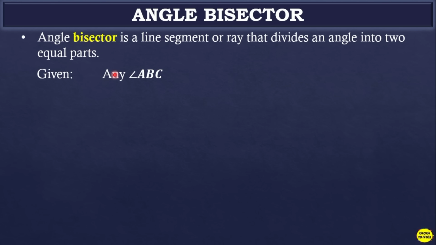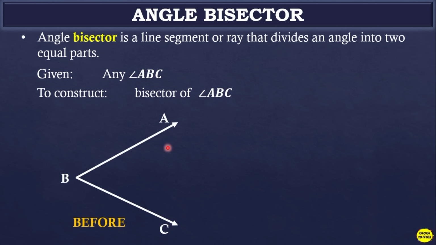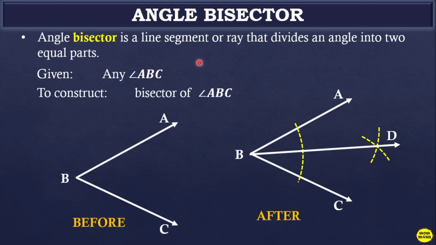Given any triangle ABC, let us try to construct the bisector of angle ABC. So how do we construct an angle bisector? We should know that when we are constructing an angle bisector, we must have this figure. We have fine lines there, and arcs as our guide in constructing the angle bisector. So how is this done? Watch this video.